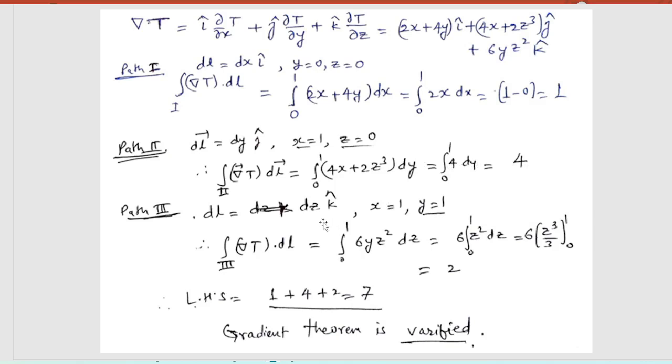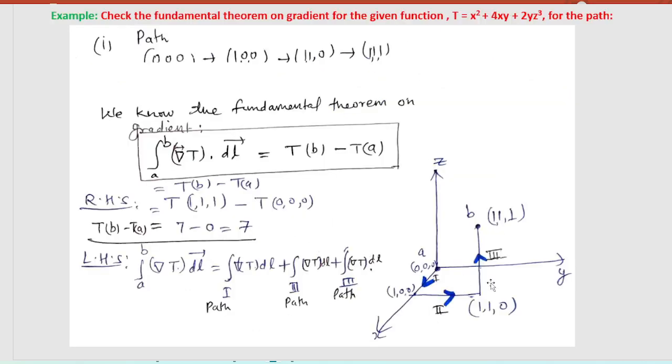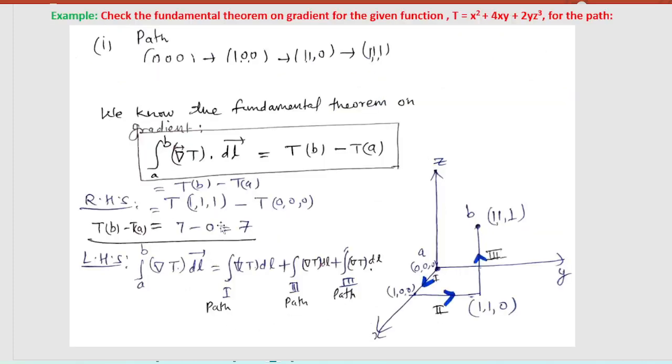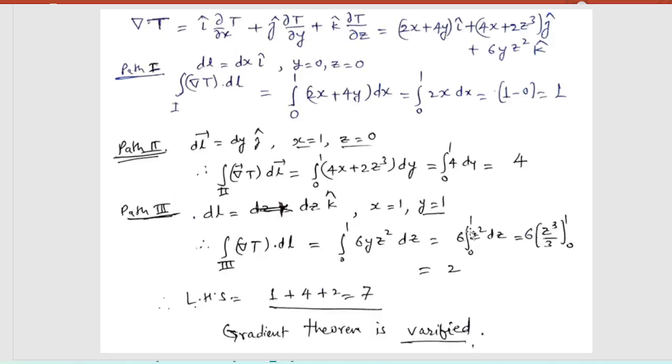Similarly for path third, the variation is only in the dz direction, so dl vector will be dz times k cap vector, so only the 6yz square term will give us del T dot dl. For the limit z equal to 0 to 1, it gives us 6 times the integral of z square, which is z cube by 3, and it will be 2. So if we add these three paths, 1 plus 4 plus 2, that is 7, and the right hand side, Tb minus Ta, was also 7, so the gradient theorem is verified for this function T.